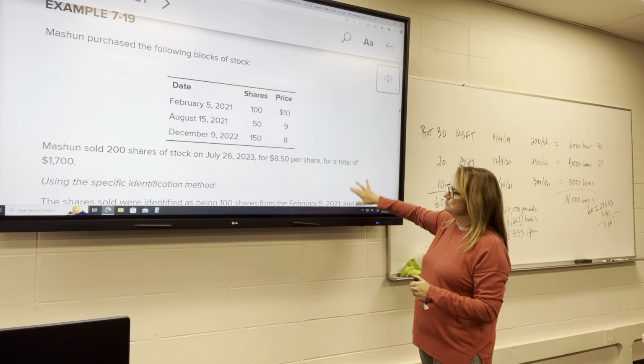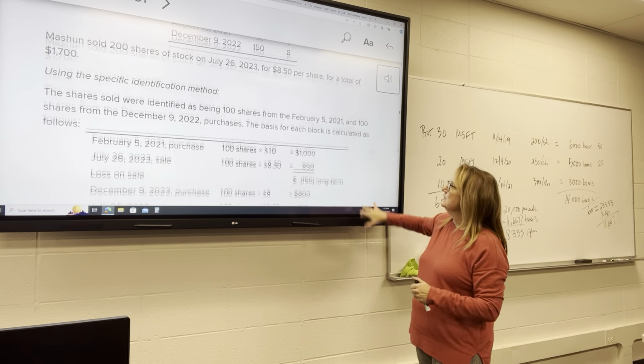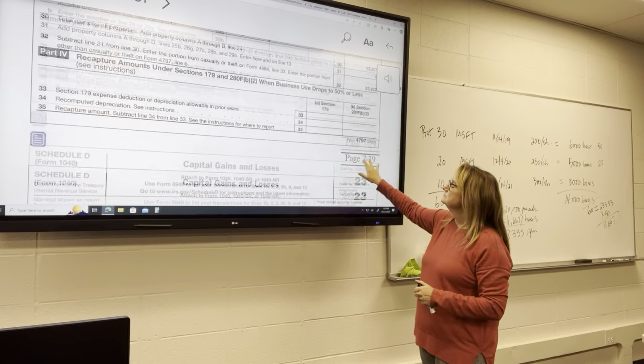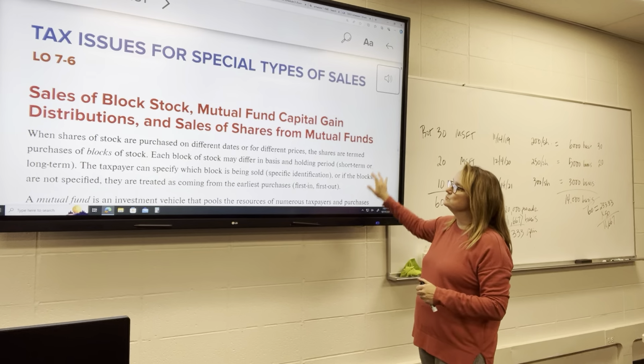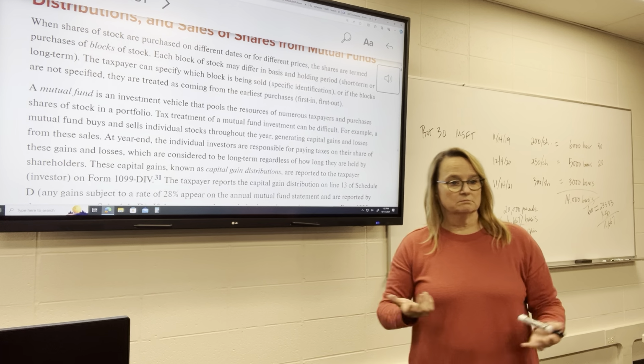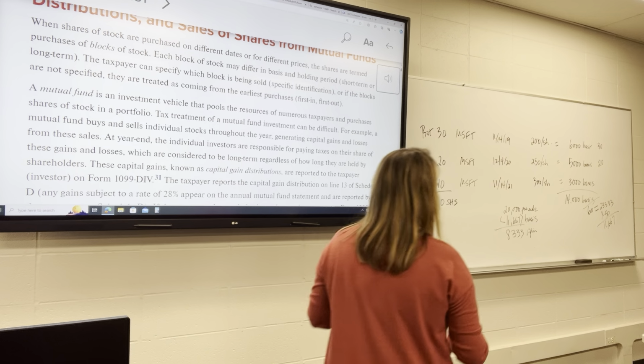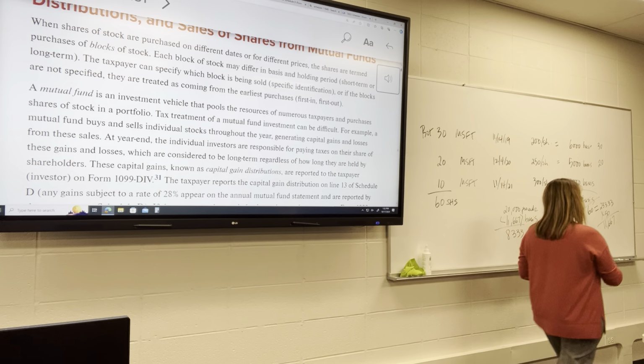So this is the same sort of example, different ways of doing that. So that's one of the things you can do when you buy the same stock at different times, and each of those blocks have different bases. 3 different ways you can calculate them when you're trying to calculate that gain.